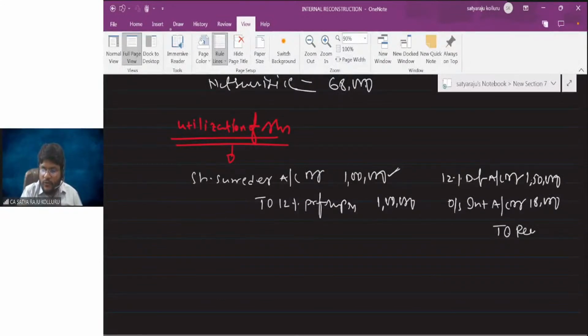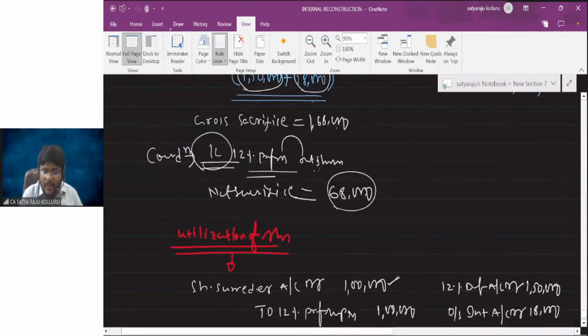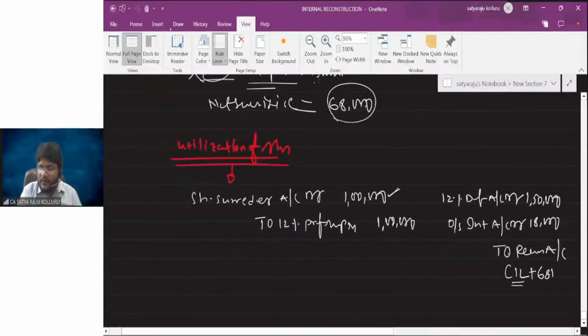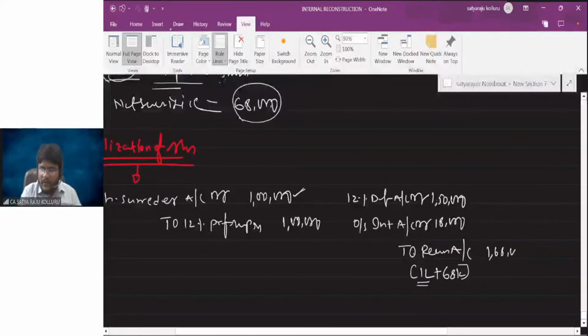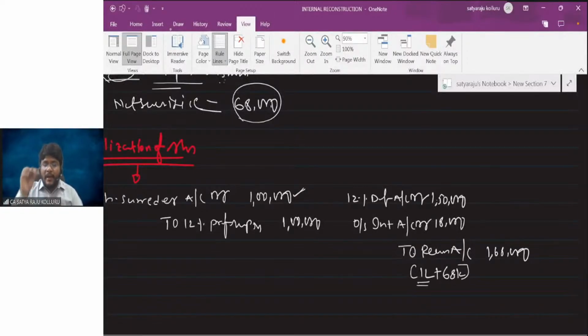For that, first you should transfer to reconstruction account, which was 1 lakh. To the extent of the amount of utilization of share surrender, you should recognize a profit of 1 lakh. Now the net sacrifice really made by them, how much? 68,000. If it is net sacrifice, you should transfer it to reconstruction account. So 1 lakh plus 68,000, total 1,68,000. So this is case number 3 they have given. They are ready to sacrifice 1,68,000. In return, they are expecting 1 lakh worth of preference shares, which are issued out of share surrender.